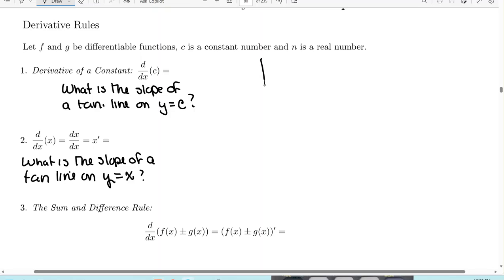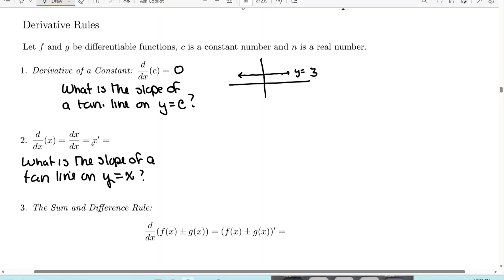Well, again, if you think about the slope of y equals c anywhere on that graph, so let's say c is 3, the slope of a horizontal line is always going to be 0, regardless of what point on that line. That tangent line is going to have a slope of 0. So the derivative of a constant is always 0.